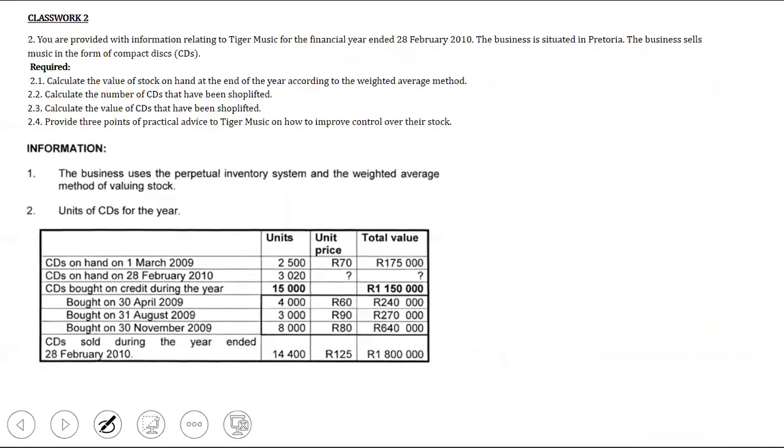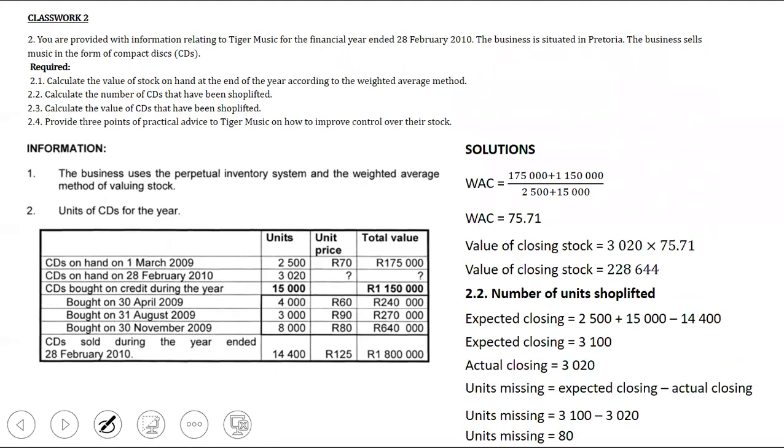Read through this. Okay, these are the calculations. These are the examples. Please read through it. It's similar to what we've just done now.